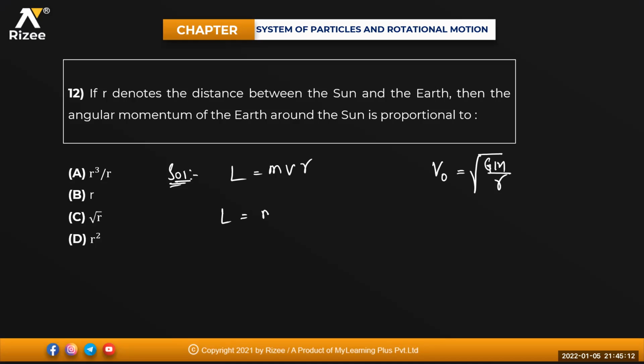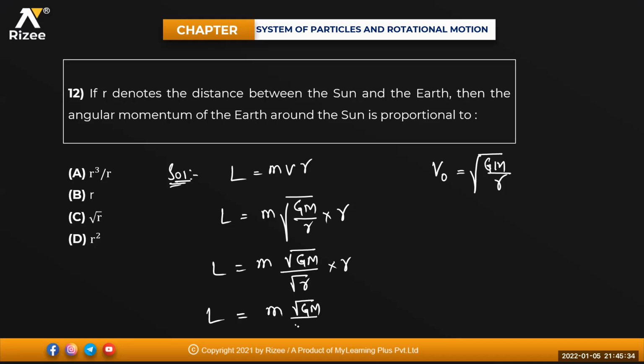So L is equal to m under root of g into m divided by r into r. Okay, so what I can write here right now, L is equal to m into root of g into m divided by root of r into r. That means L is equal to m into under root of g into m divided by root r into root r. This one will get cancelled. That means L is directly proportional to root r. C will be the answer. Done.